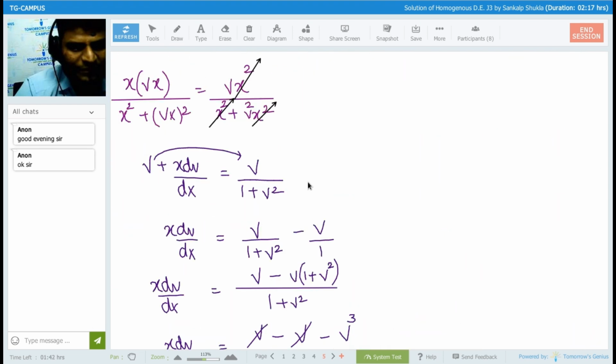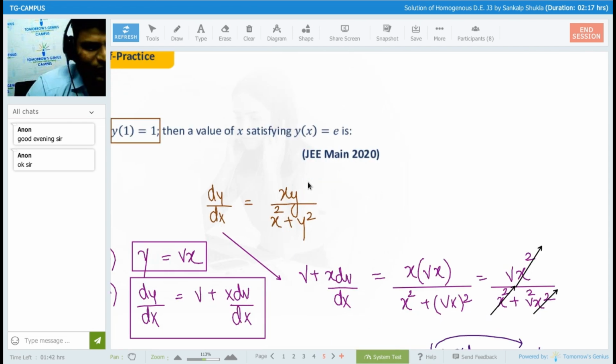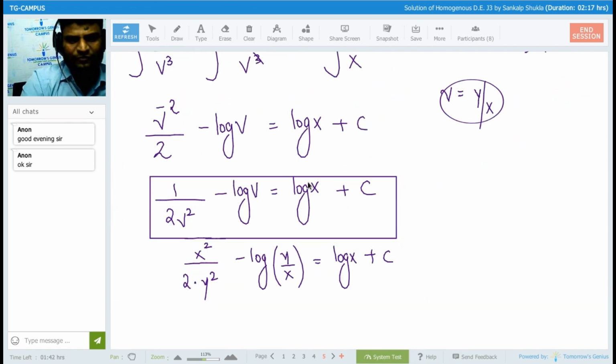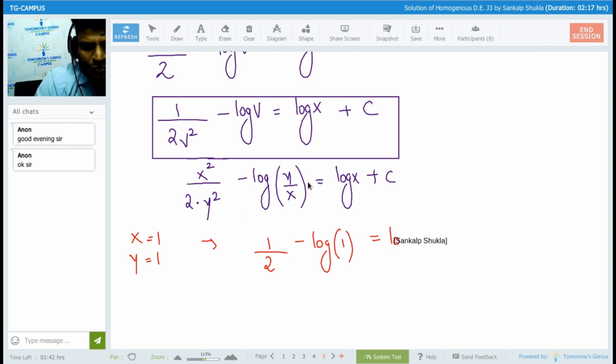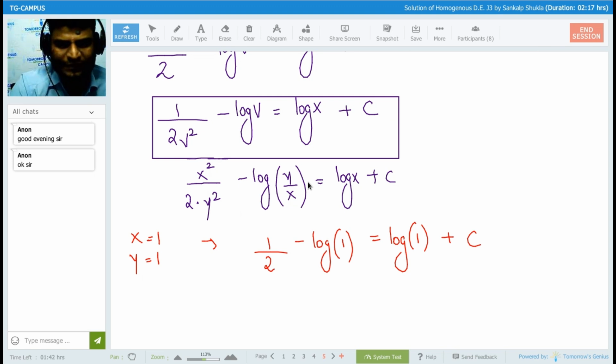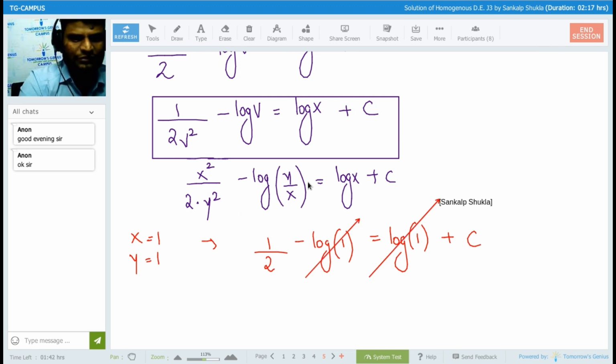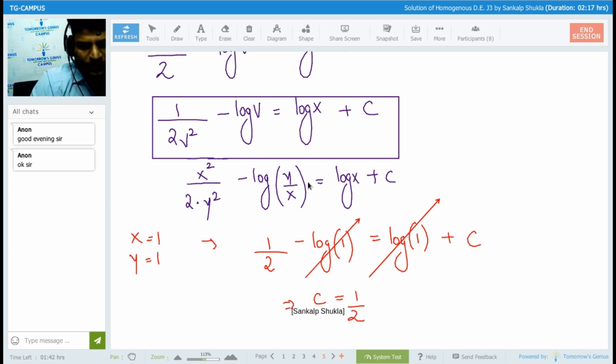The question is asking what was the particular solution? y of 1 is 1. That means x and y both we have to put as 1. So when x is 1 and y is 1, just put these values. So this will become 1 upon 2 minus log 1 is equal to log 1 plus c. So both will get cancelled, 0 and 0, right? So c is 1 by 2. We have got c as 1 by 2.